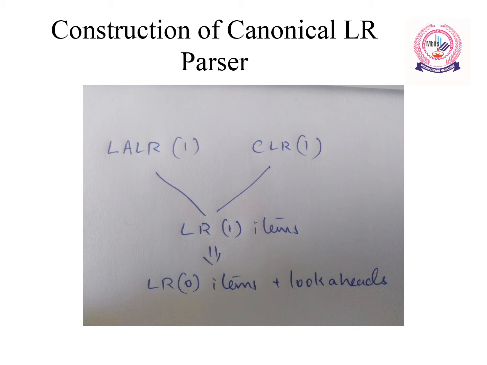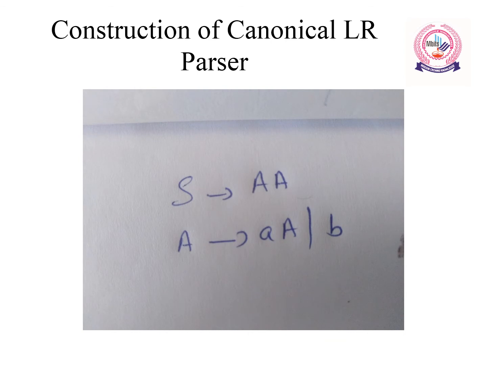LR1 item means it is a combination of LR0 item plus the lookahead. So what is LR0 item? We already discussed what is LR0 item in our previous classes, and we need to study what a lookahead is, and how we are going to identify a lookahead corresponding to each of the productions. Consider an example. This is the grammar given. Based upon this grammar, we need to identify the canonical LR parser table.